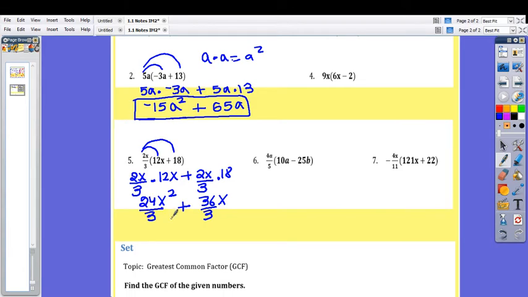But you can simplify it. 3 will go 8 times in 24, so 8x squared, and then 3 will go 12 times in 36. So that is your final answer for that. Same thing you will be doing in number 6 and 7.